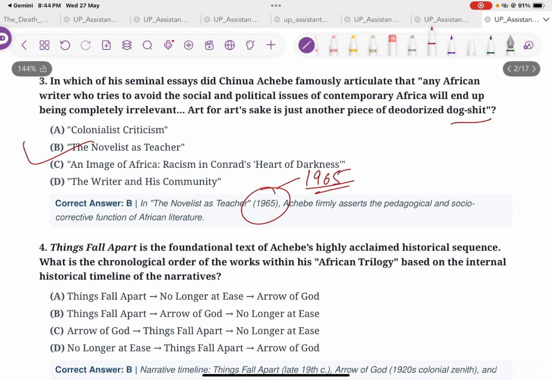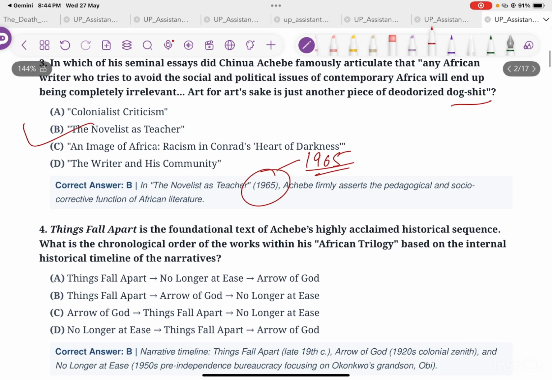Things Fall Apart is a foundational text of Achebe's highly acclaimed historical sequence, the African trilogy. Basically, the question is asking about the correct chronological order of the trilogy. So, Things Fall Apart, Arrow of God, and No Longer at Ease.